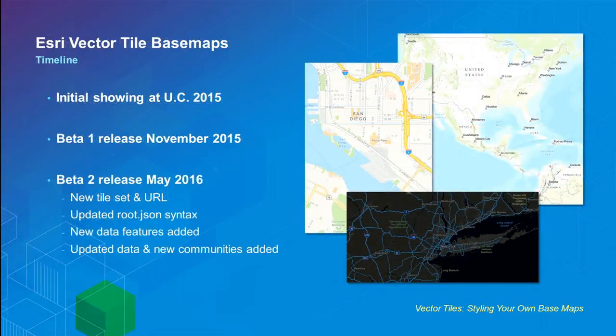The time frame of our vector tile program: last year we showed an initial view. In November we released our beta version, Beta 1, and then in May, just a few months ago, we released our Beta 2. It was a completely new tile set, which required us to have a new URL for our base maps. It updated the root.json syntax, so there were some substantial changes between Beta 1 and Beta 2, which is why we needed to make those changes. We've added new features since Beta 1, and we also have updated the data and added new communities into our Beta 2 vector tiles.